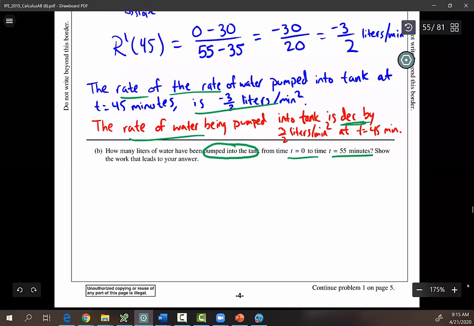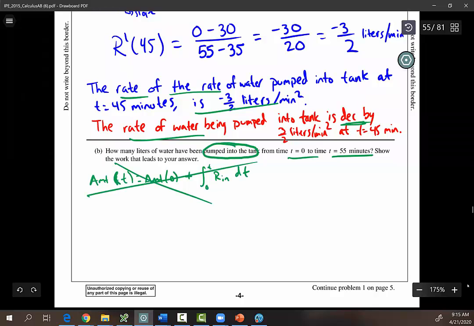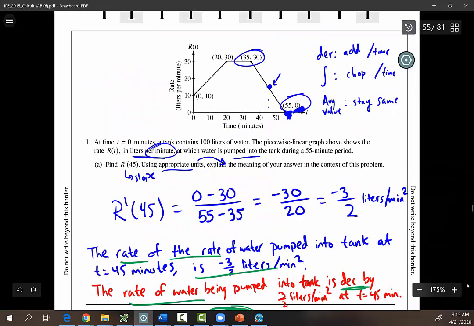So thinking about our total amount, a lot of times we say the amount at some time t equals the amount at time 0 plus the integral from 0 to t of the rate in dt. We don't want that whole formula because we just want the in part. So we just want the rate in part. So in this case, all we want is the integral from 0 to 55 of r of t dt. And then we have geometry. If you guys know the trapezoid formula, you can use it. But most of you, I feel like, have just been wanting to break these up this way.